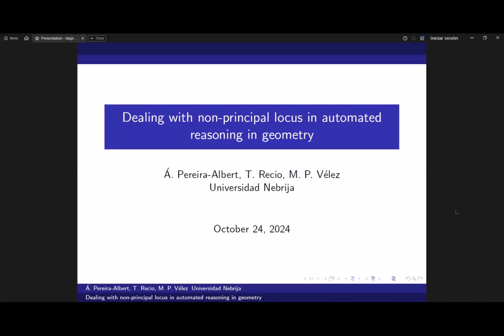I'm going to be talking about how we can deal with non-principal locus when we're working with automated reasoning in geometry. This is joint work with Tomás Recio and Pilar Vélez.